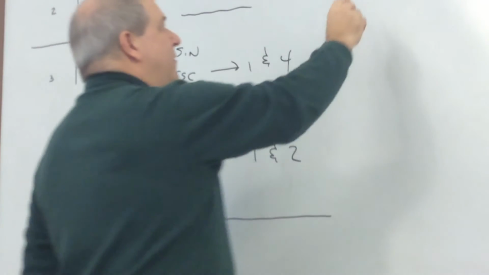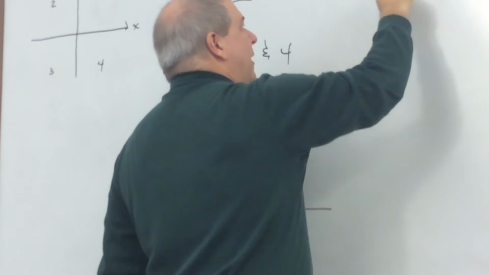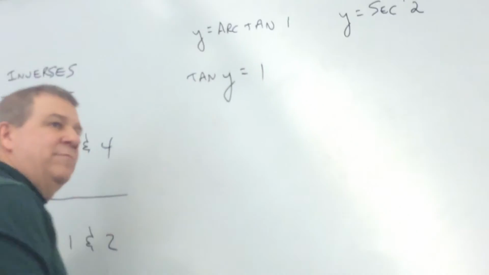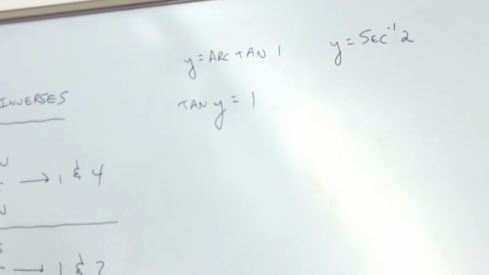David. Tan of y equals 1. Okay, now in your notebook, go ahead. Tan of y equals 1. You've got to write it down. And then this one will be what?